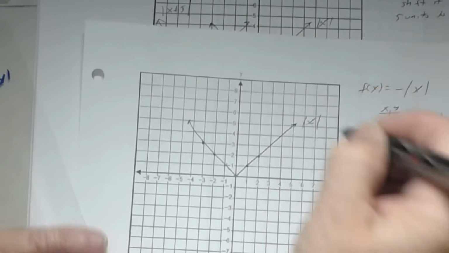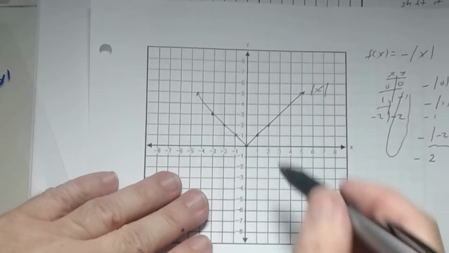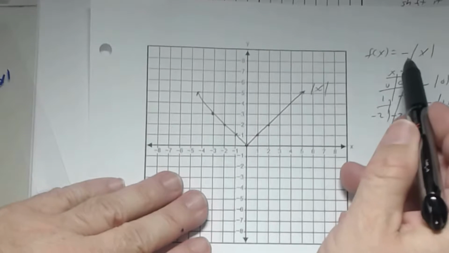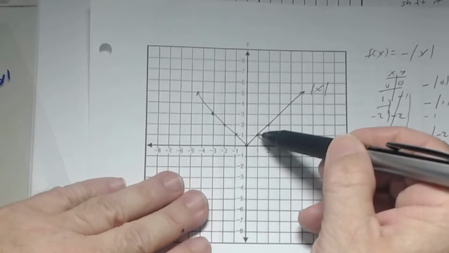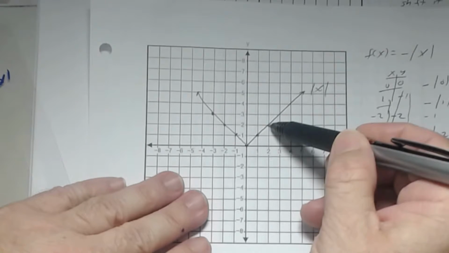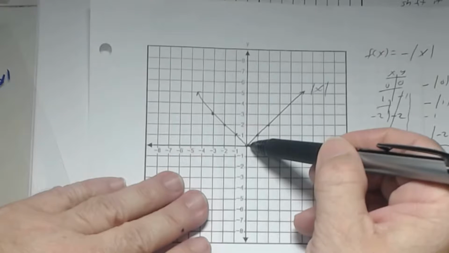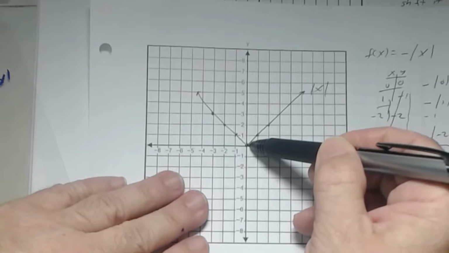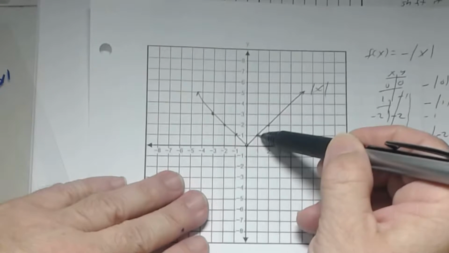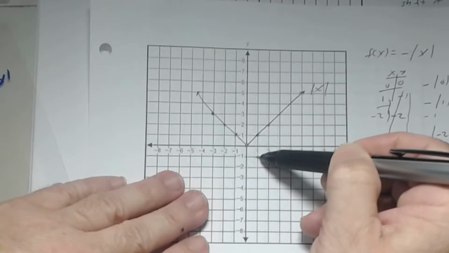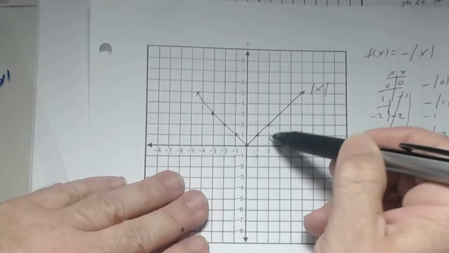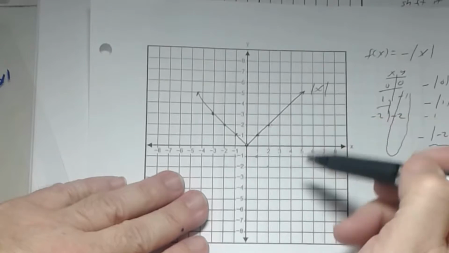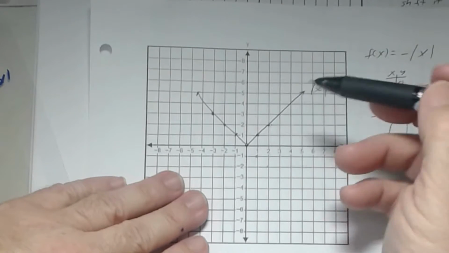So that's absolute value of x. And then to graph negative absolute value of x, the y coordinates, you're just going to change the sign. So 0, 0 stays 0, 0. That's still your vertex. 1, 1 becomes 1, -1. 2, 2 becomes 2, -2. So you're just reflecting it about the what? The x-axis. So notice the reflection.